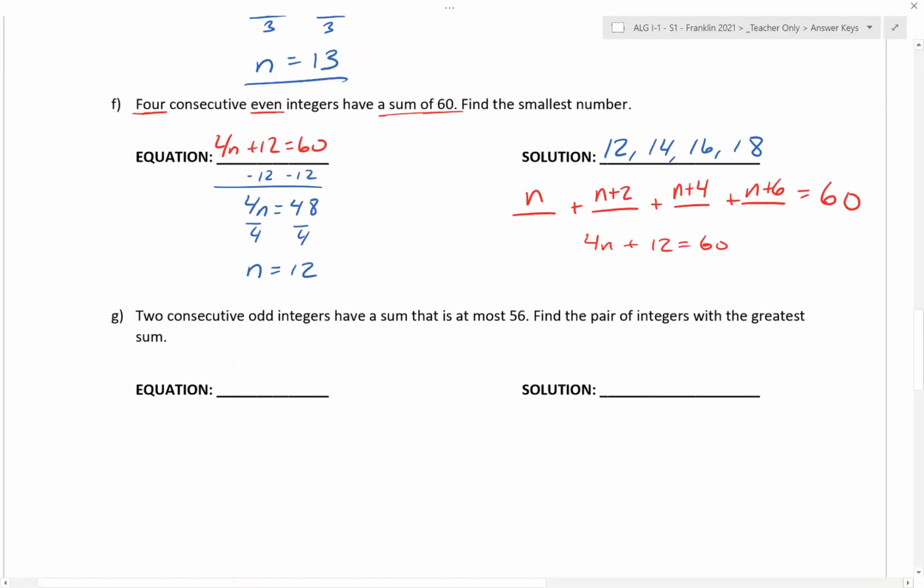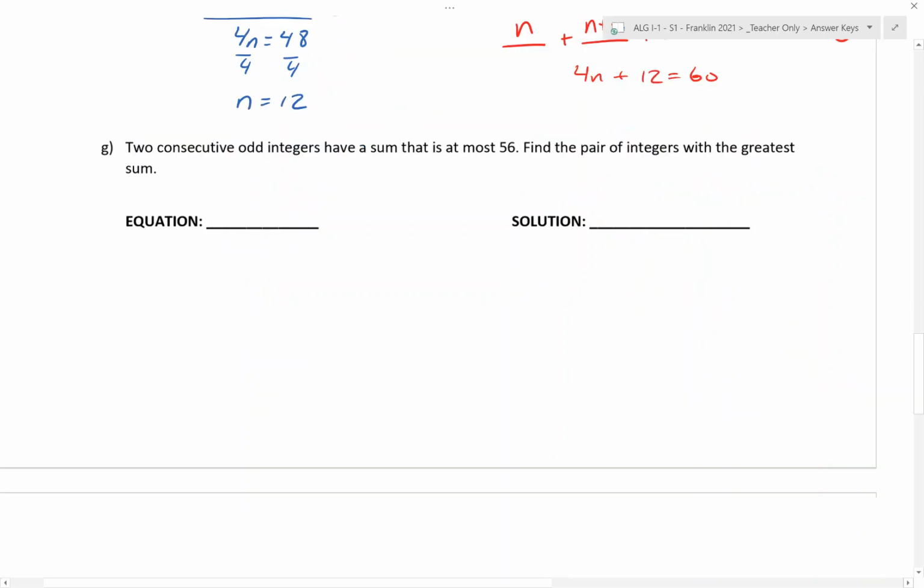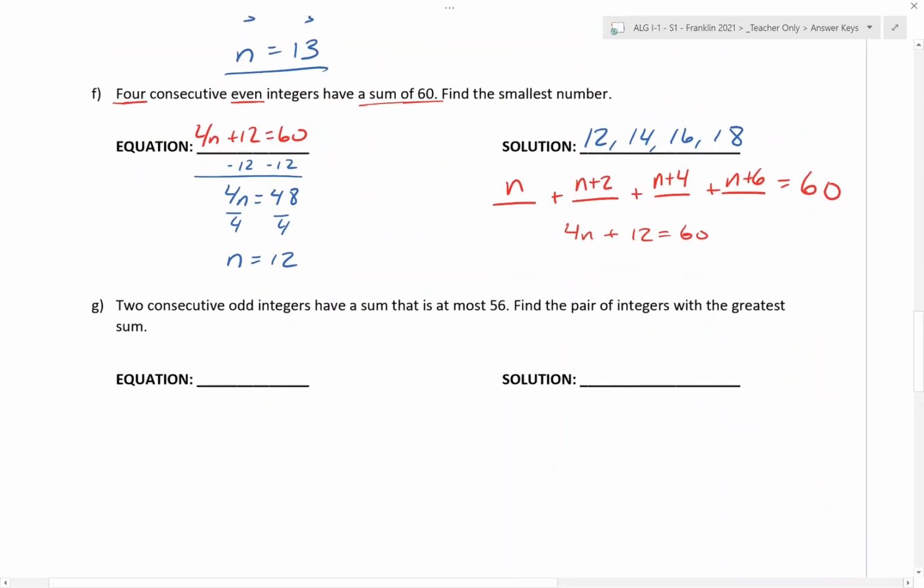Okay, last one here. Two consecutive odd integers have a sum that is at most 56. Okay, well this should actually say inequality here. This is actually going to be an inequality here because of the words at most 56. And then find the pair of integers with the greatest sum. So we have two consecutive odd integers. There's only two of them. They are odd, and they have a sum of at most 56. So let's figure that out.